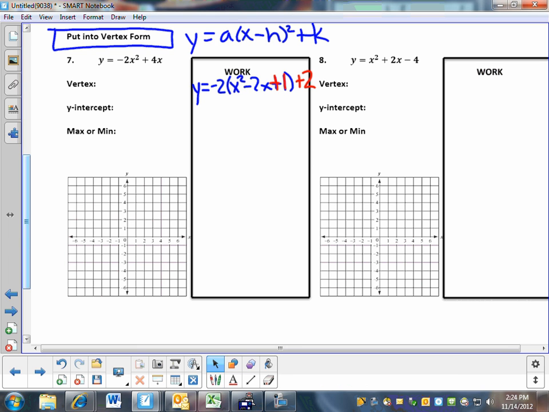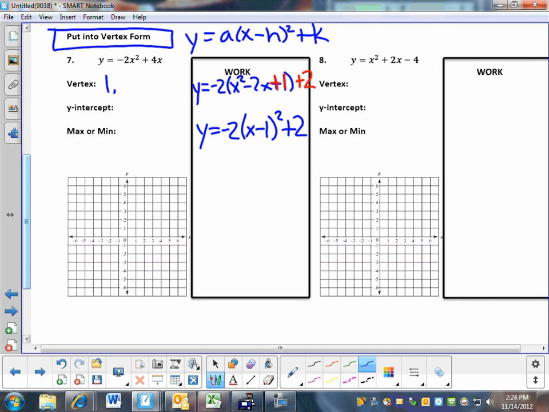So my new equation will then read y is equal to -2 times, what does that factor down to? x minus 1 quantity squared plus 2. Good. What is the vertex? Good. The horizontal shift, which is 1, and the vertical shift, which is 2.